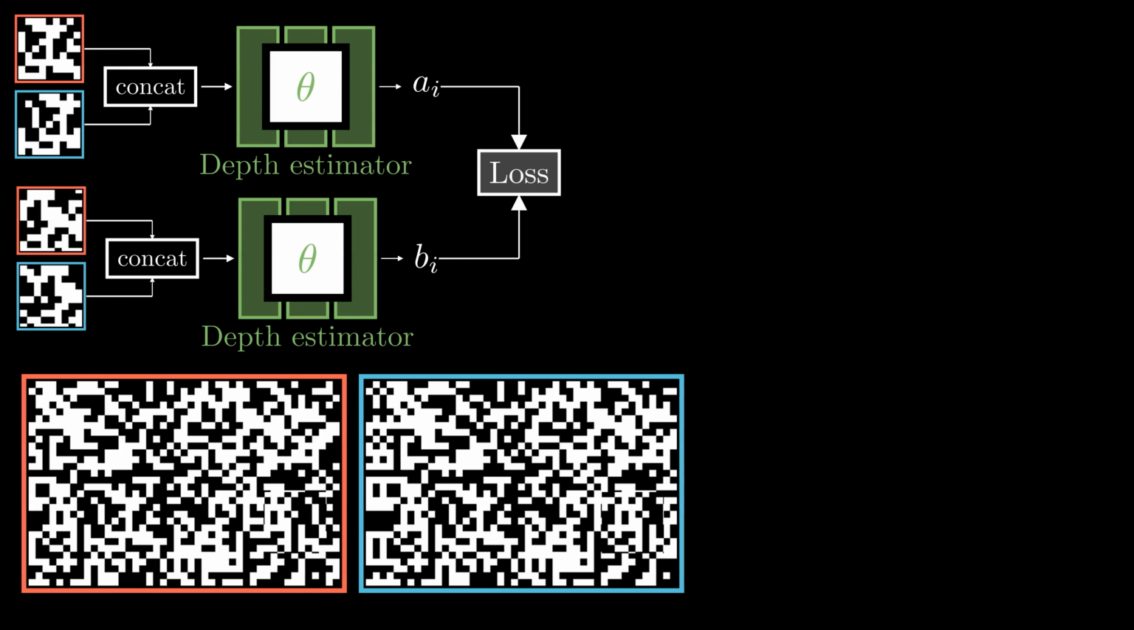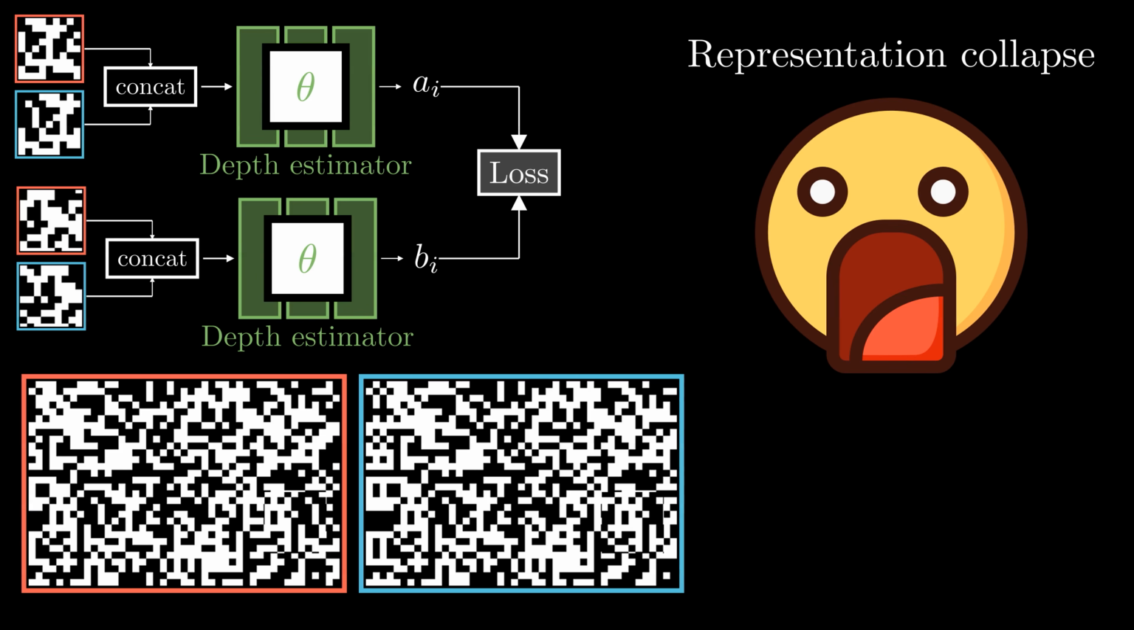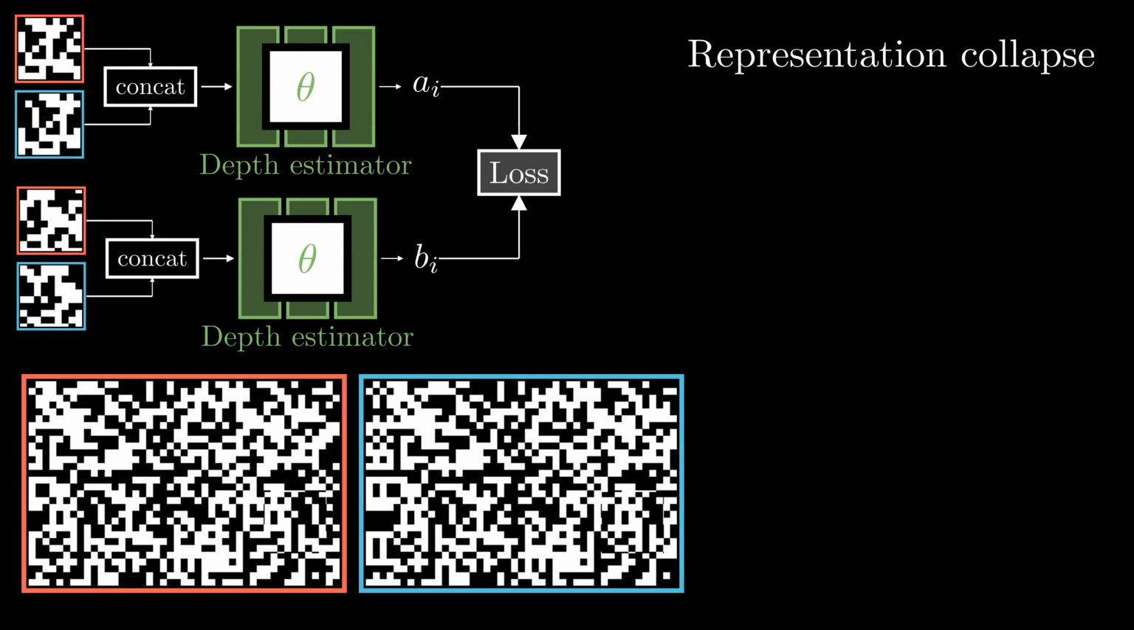But there is an immediate trap. The easiest way to make two outputs agree is to make both outputs constant, regardless of the inputs. This failure mode is called representation collapse. A collapse means the model produces nearly identical output across the board. The model has technically minimized the consistency loss, but learned nothing useful.